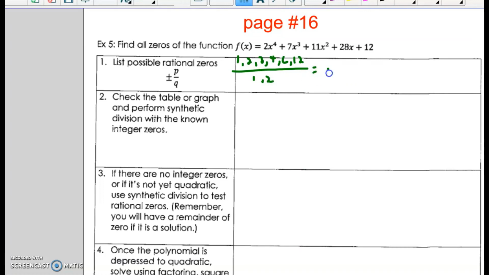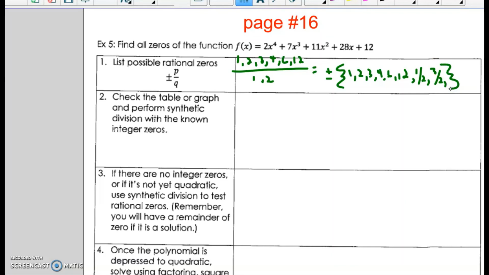So our possible rational solutions are 1 divided by 1, so it's 1, 2, 3, 4, 6, and 12. And then it's 1, 2, 3, 4, 6, and 12 divided by 2, which gives us a half. 2 divided by 2 is 1. 3 divided by 2. 4 divided by 2, 6 divided by 2, and 12 divided by 2 are all already in the list. So those are our possible rational solutions.